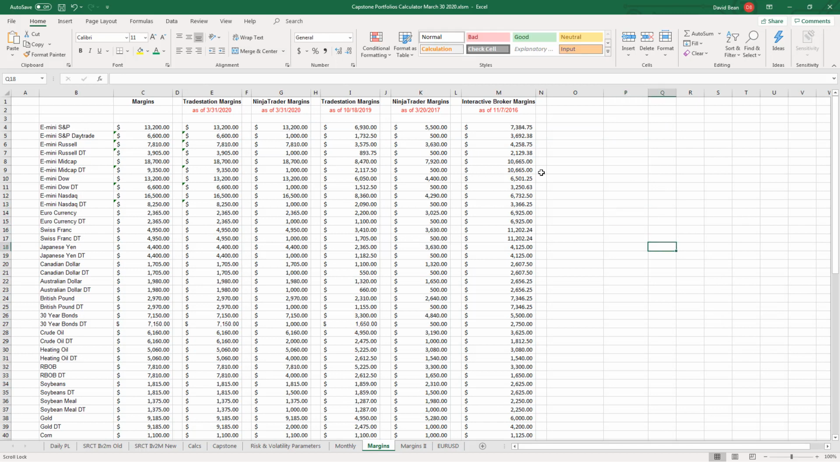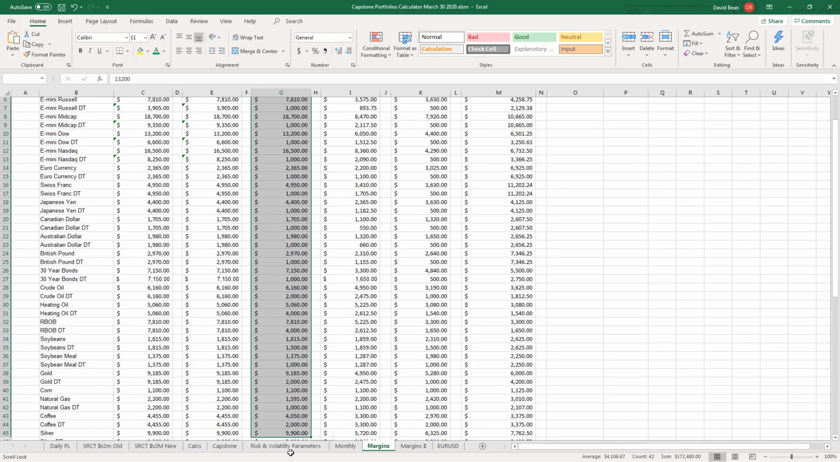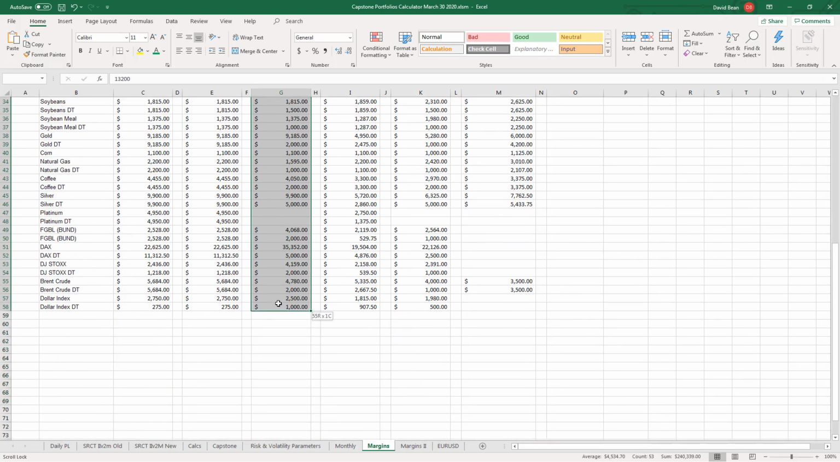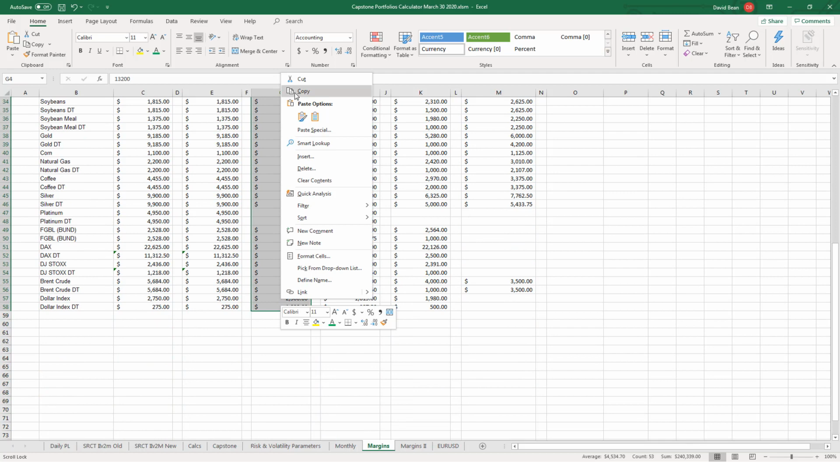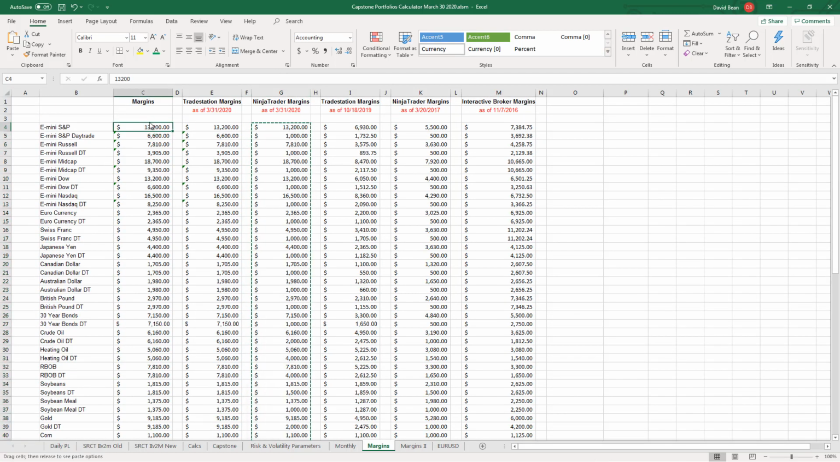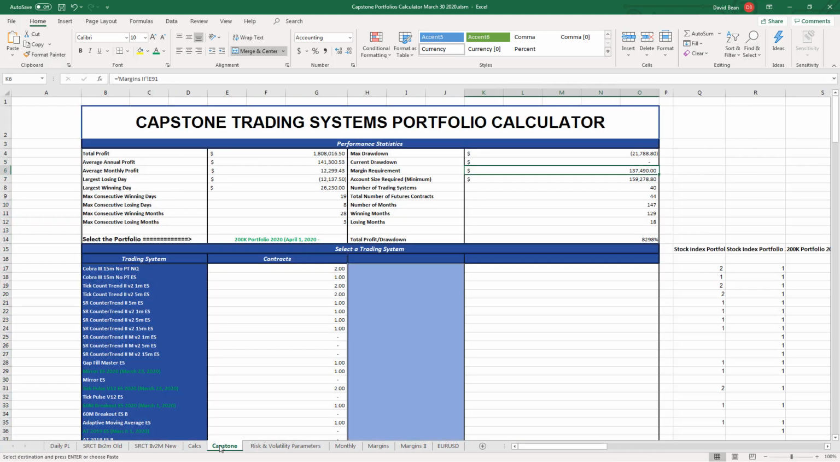So if you're trading at NinjaTrader, these are margins as of today, March the 31st. And so I put these margins in here, and you can simply copy them and paste them to this column. So if you want to look at the NinjaTrader margins, you copy this all the way down here, copy, and you go back up here and paste it. And so if you're trading this at NinjaTrader, what are your margins? Your margins are 137, so they're much less. NinjaTrader margins are much less.